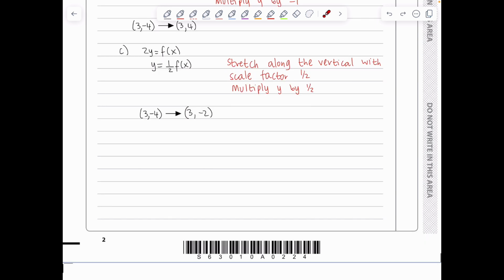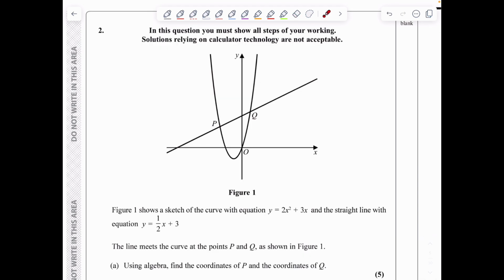And finally, in part D, we've got y = f(x) + 4. The plus 4 is outside the bracket, so it goes along the direction of y. We are translating 4 units upwards, which is equivalent to adding 4 to y, and therefore (3, -4) will go to (3, 0).